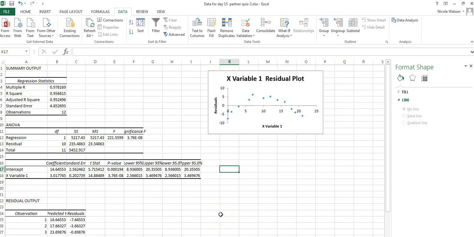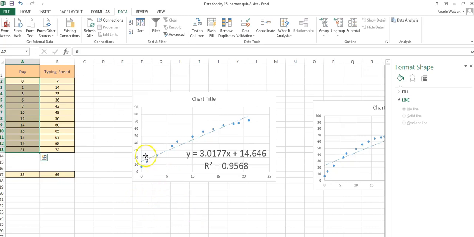Okay, let's look at the rest of this. On what day would you expect to reach 50 words per minute? I'm going to go back for my data here. It appears as if I'm expecting it about day 10 or 11 here. That's about 50 right there, so probably about day 10 or 11.